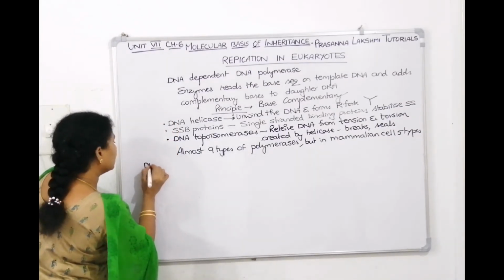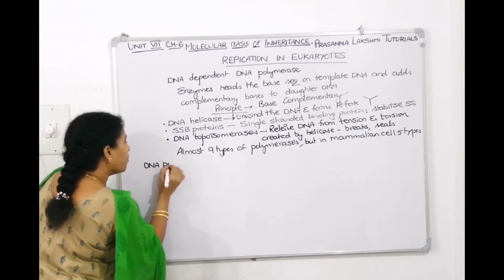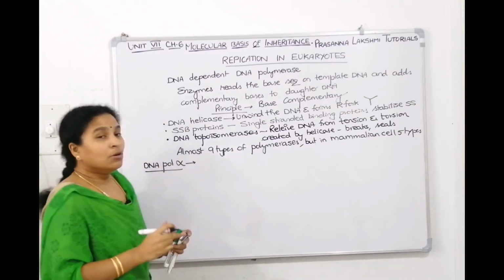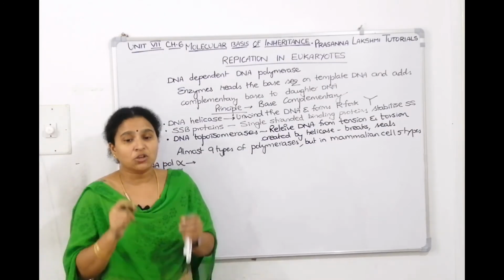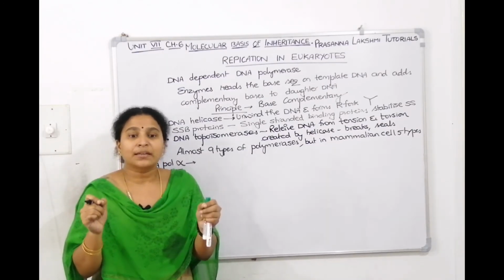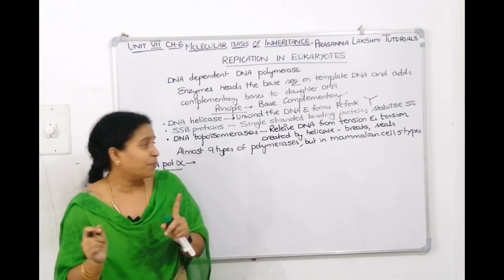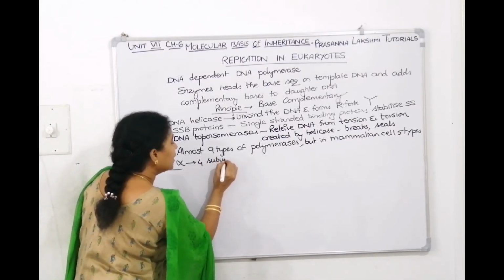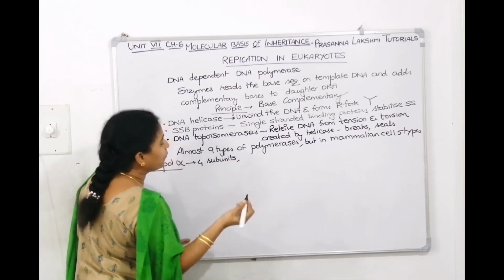The first one is DNA polymerase alpha. It's not just one polypeptide chain; it is made up of 4 subunits, and it is the largest type of all the 5.